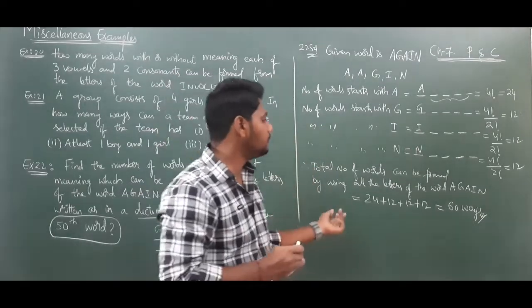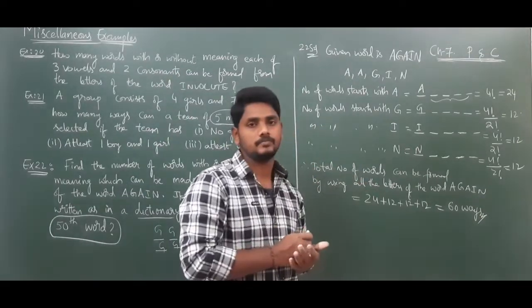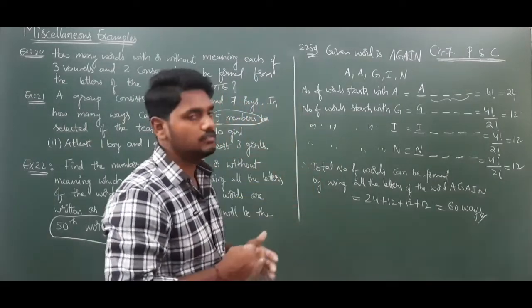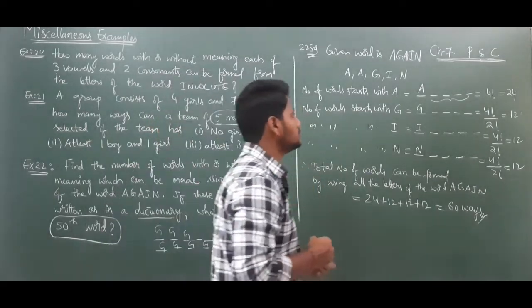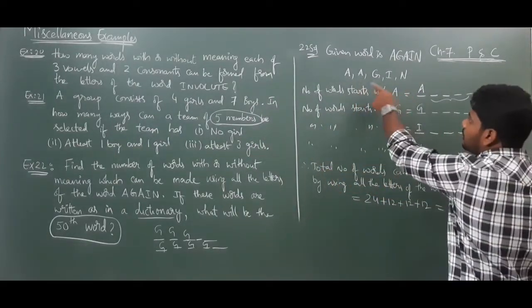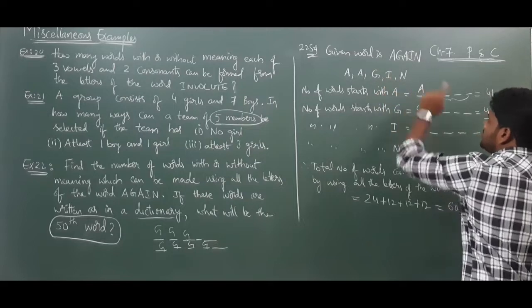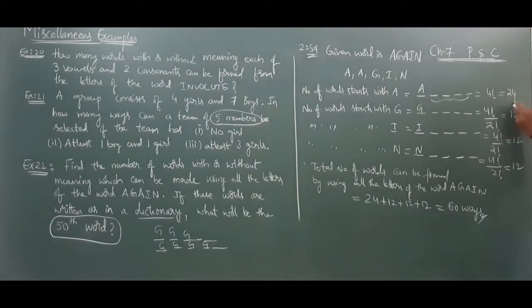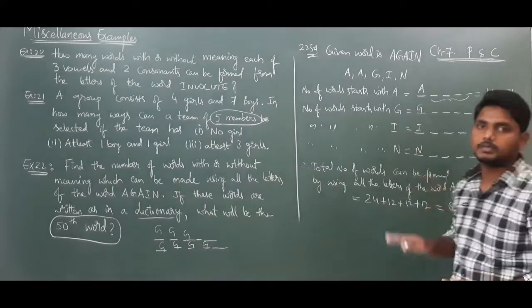Like that, what is the 50th word out of the 60? That means how to identify. See, we cannot write all those 60 words, right? So how to identify: as in a dictionary, we follow the order: first A, next G, next I, next L. Now, starting with A, how many words are there? 24. That means 24 words will be there.